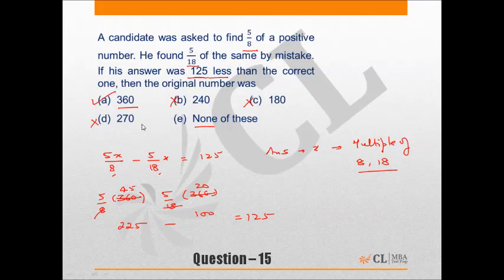So in this question, while this is not a difficult calculation, you can still save time if you just focus on the denominator. My starting point, as I said earlier, was that x should be a multiple of both 8 as well as 18. Since B, C and D, 240, 180 and 270, are not multiples of either 8 or 18, they have to be incorrect. Out of the remaining two choices, 360 and none of these, I verified 360. 360 into 5/8 and 360 into 5/18 gave me a difference of 125, so that had to be the correct answer, and hence I marked the answer as choice A. Move to the next question.